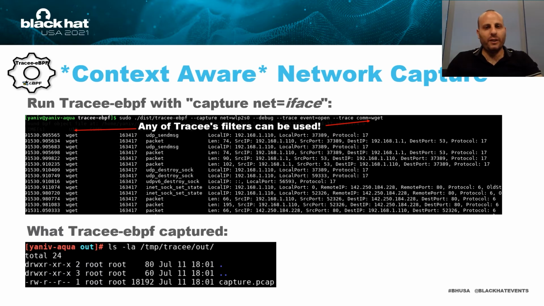A new capability of Tracee is capturing network packets with the context of the process. This capability is still a work in progress, and there are still a lot of new features to build around it, but it works and you can already play with it. This allows us to use any of the existing filters of Tracee to capture network packets of only the traced processes or containers. Let's move on to Roy, so he can show us how this works.